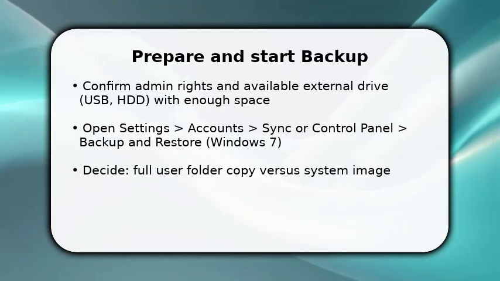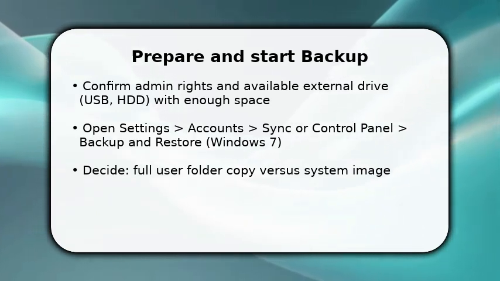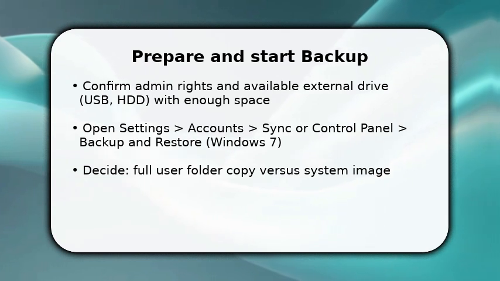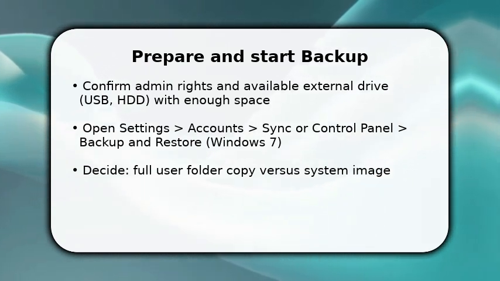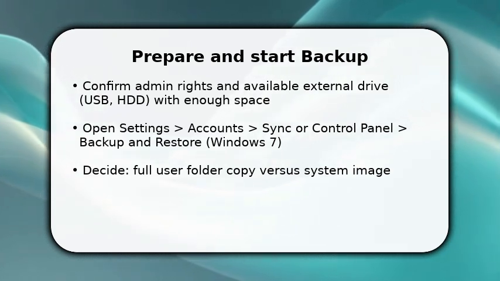You have admin access and a formatted external drive. Plug it in now. Open Control Panel and go to Backup and Restore, Windows 7, or use File Explorer to copy your user folder directly. Choose whether you need a full system image or just your user profile.